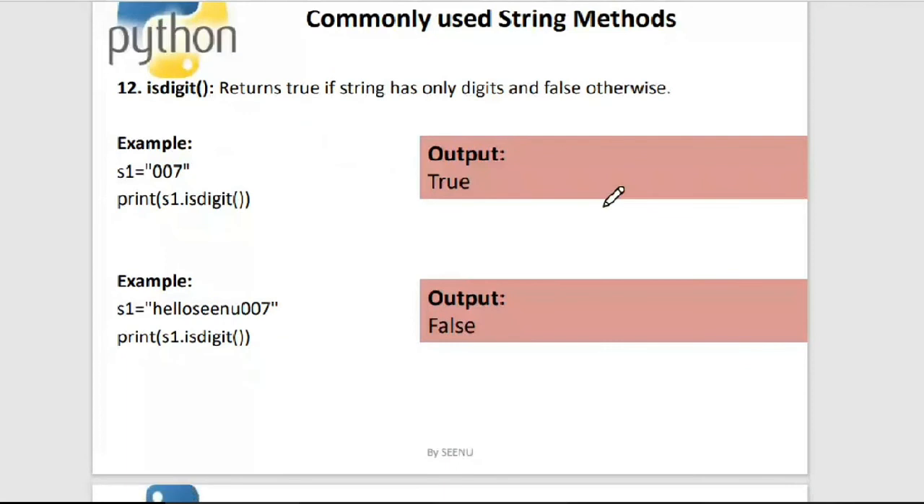Another specialized method will check only for digits. It will return true if there are only digits in the string, else it will return false. In the first example, I have given 007. All are digits, so it is returning true for me over here. And just observe how I'm giving the method: s1.isdigit. It does not have any arguments. You need to learn what it is returning, as well as the number of arguments and how you need to put it in the program.